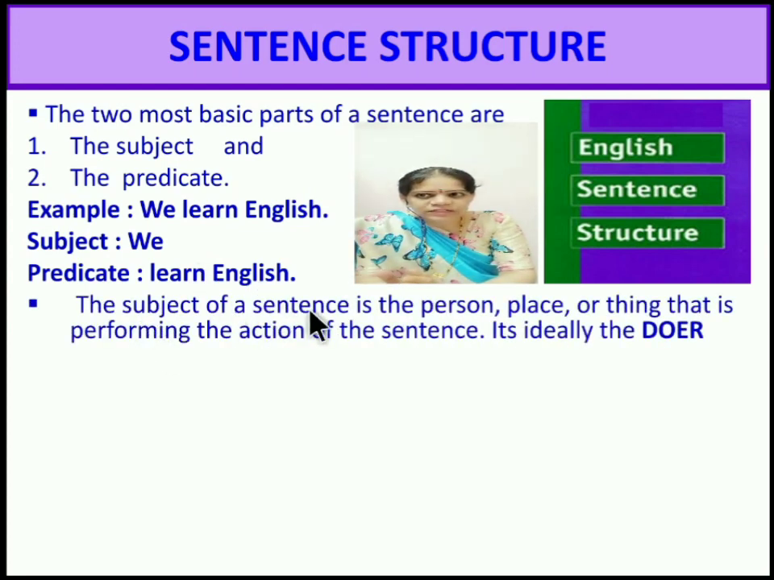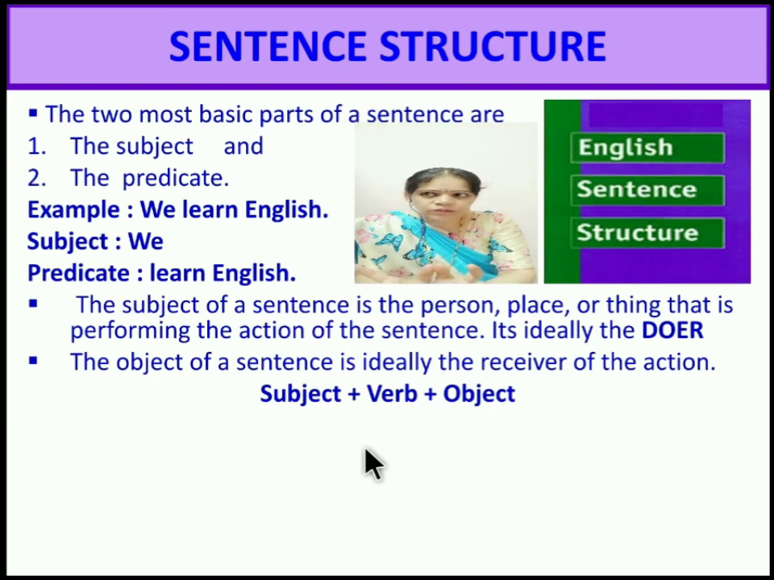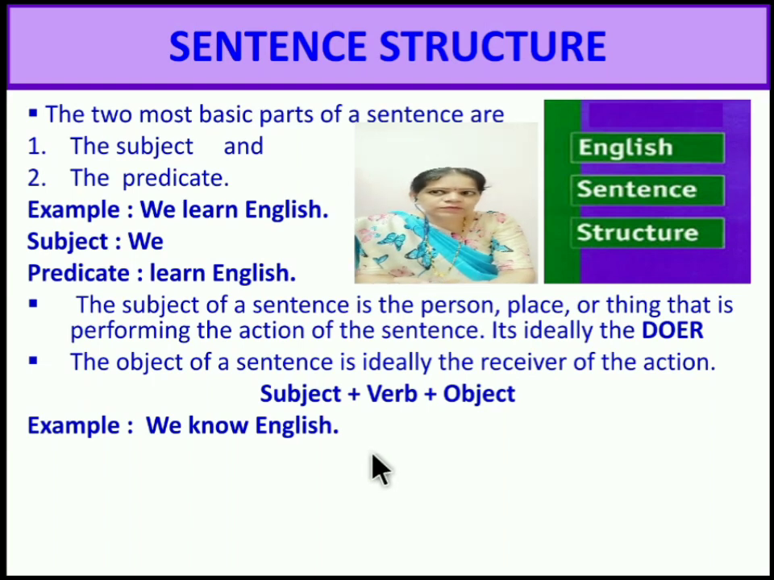The subject of the sentence is the person, place or thing that is performing the action in the sentence. It is ideally the doer of the sentence, which is not a necessity. The object of a sentence is ideally the receiver of the action. It is not necessary that it has to be a physical object.